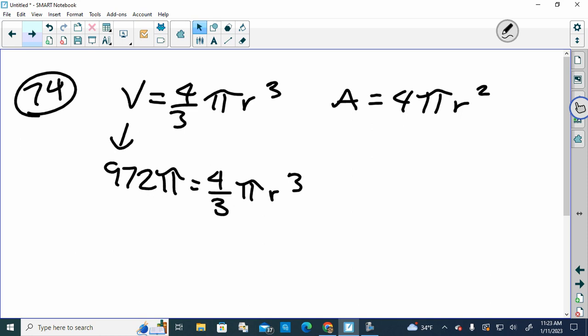So on all of these, really what we eliminated is the pi, without having to show all of our steps. As long as one is on one side, one is on the other side. The pi's cancel each other out. We good to there? Okay.